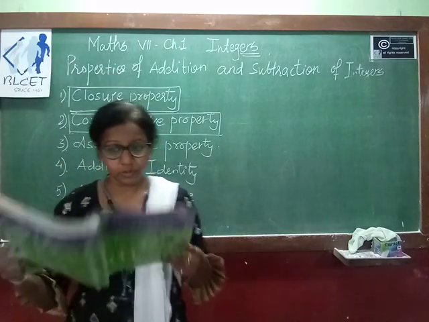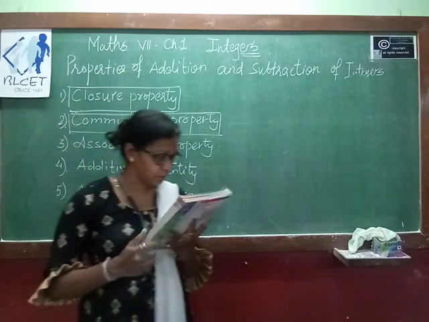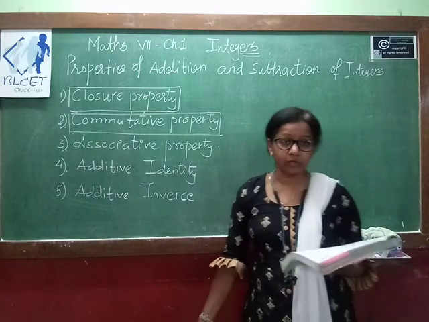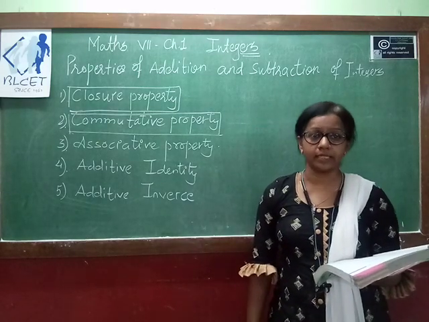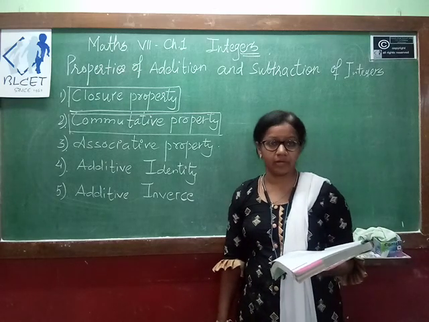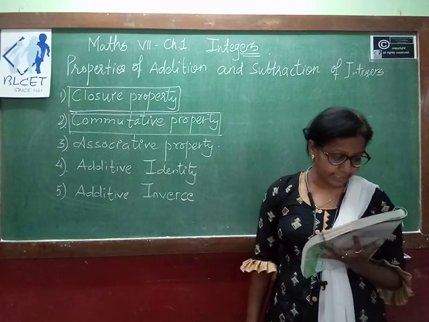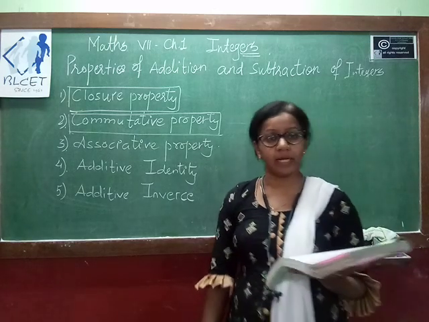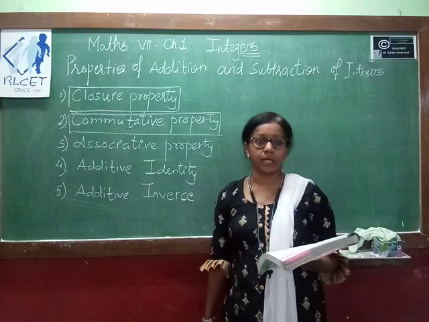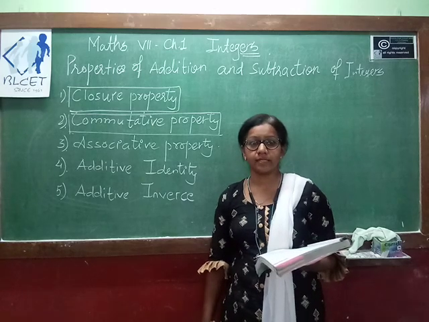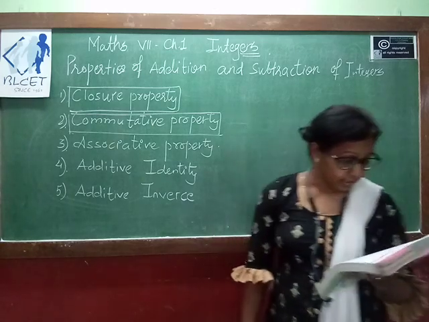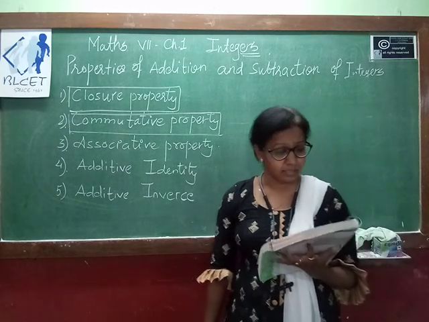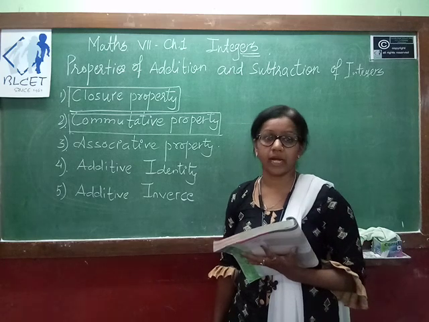So see in your textbook. We know that 3 plus 5 is equal to 5 plus 3 is equal to 8. 3 and 5 both are integers, and when we do the addition we get the answer 8, which is also an integer. Suppose you have 5 plus minus 6, you get minus 1. Change the order, minus 6 plus 5, again you get minus 1. Some examples are given to you; you can try to check whether the commutative property holds for addition or not.